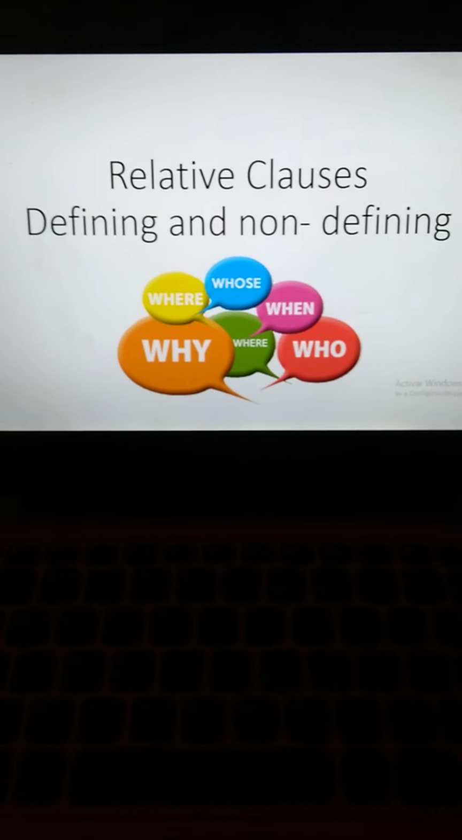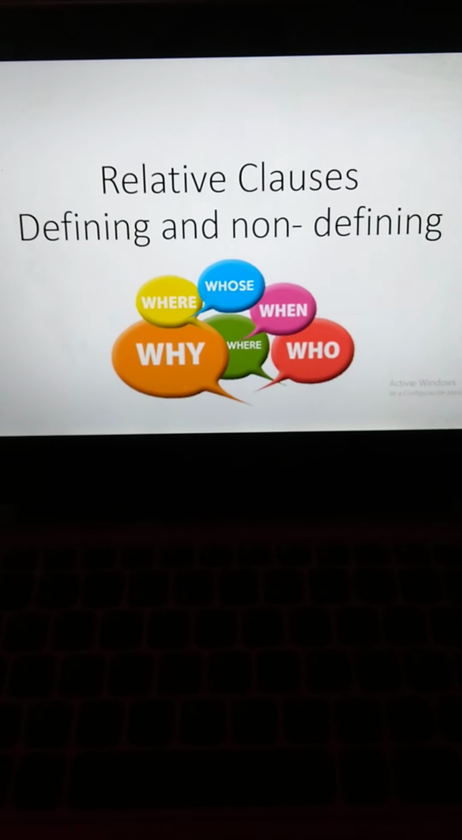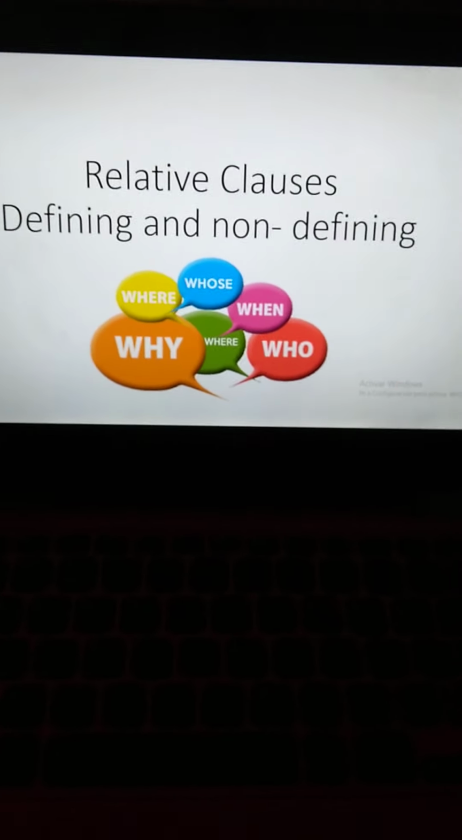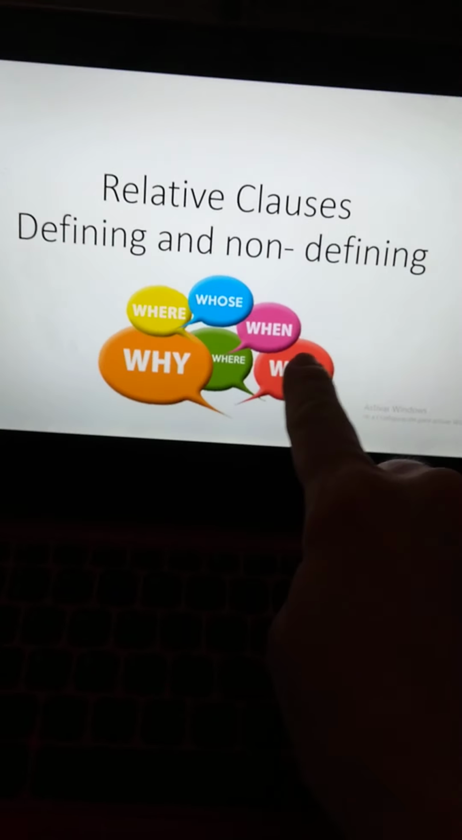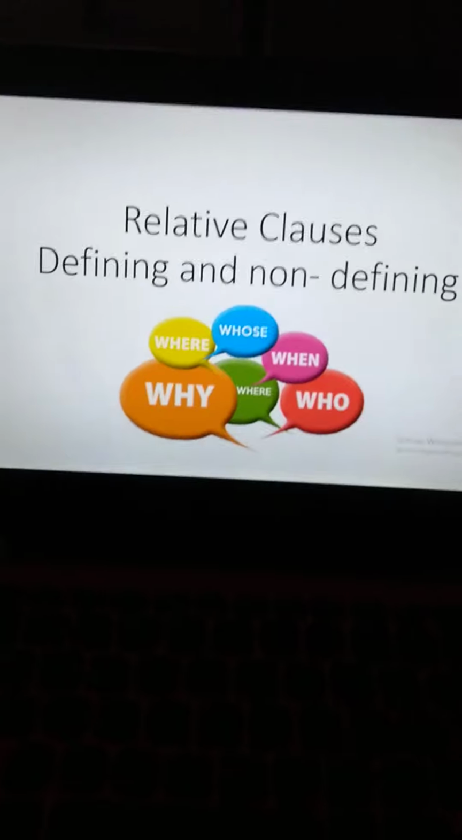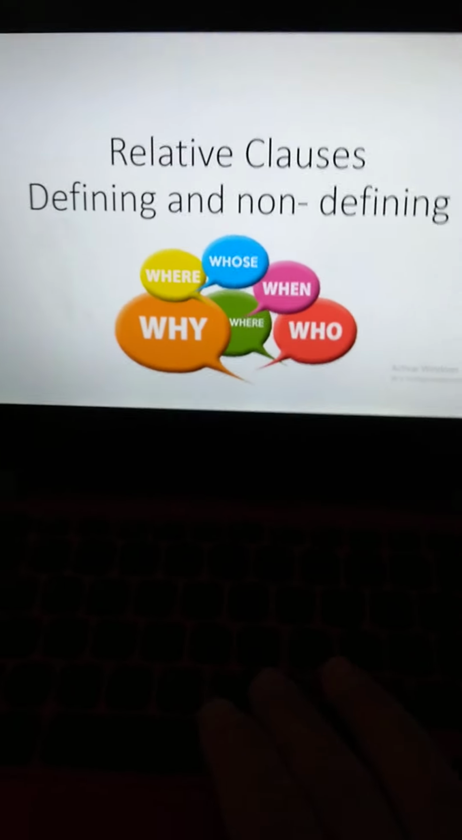Guys, now we're working on language, okay? As you can see, we're going to see relative clauses, which can be defining and non-defining. We will go there in a moment, okay? Relative clauses. Do you find this familiar? Because we have already seen it, okay? Let me start the presentation.